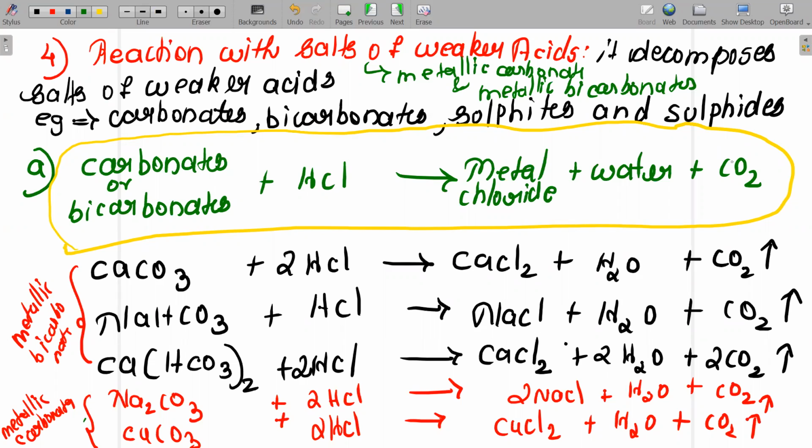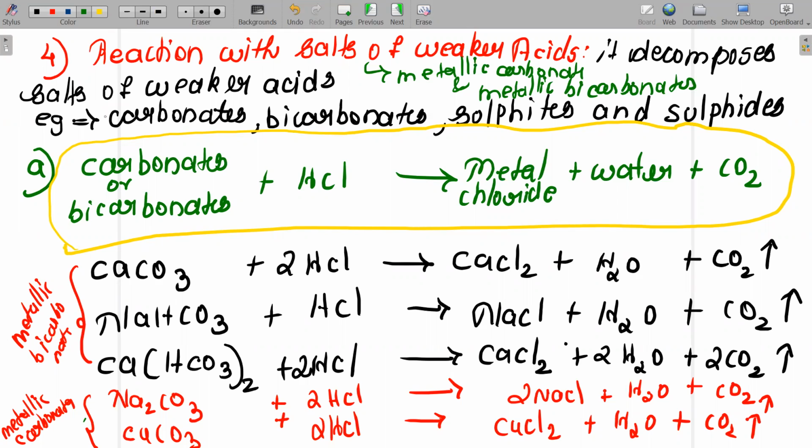NaHCO3. In that bicarbonate, what happened? We added HCl into NaHCO3. You got sodium chloride plus H2O plus CO2. There also my equation is satisfied, right? Now the third one we are considering, Ca(HCO3)2. What did you obtain? You got calcium chloride plus H2O plus CO2.